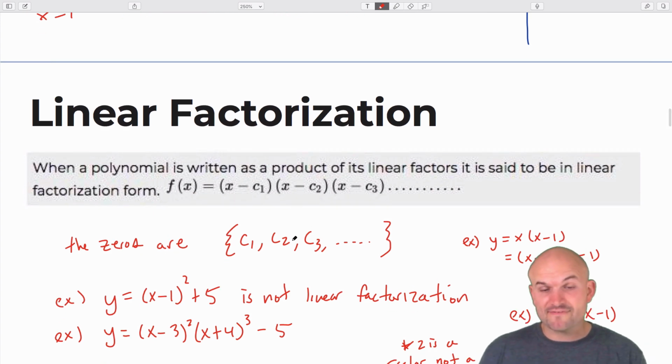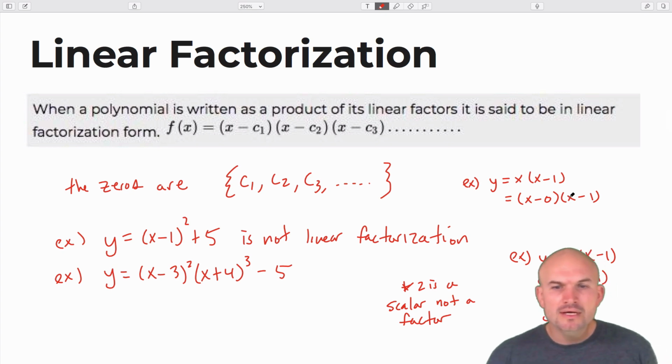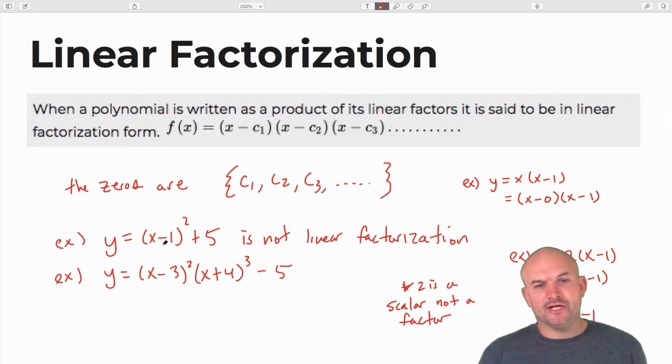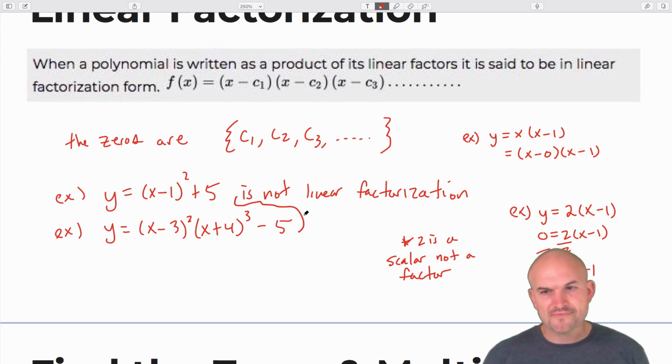As long as there are linear factors, you can quickly and easily identify the zeros. A couple key points. Linear factorization is a product of your factors. So if you have like a +5 or a minus or anything at the end, those are not in factored form. So these two are not linear factors. So we got to make sure it's only a product of your factors.